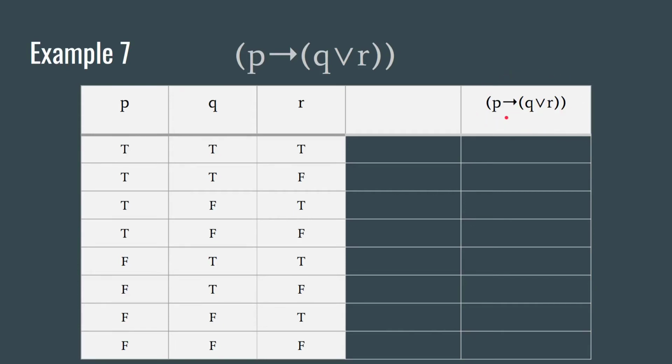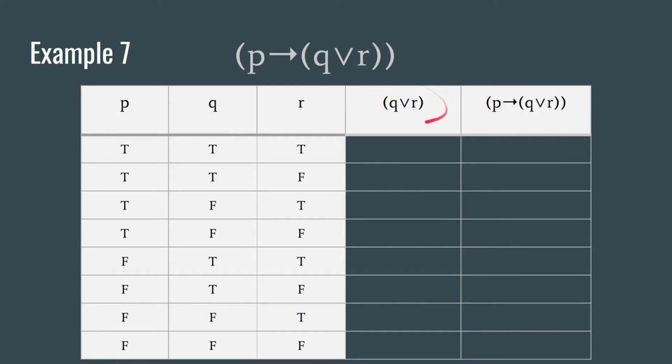We identify the main connective. It's going to be this arrow in this case. We take away the arrow, and what do we get? We get P, which we've already got over here, and we get Q or R, which we need a new column for. Decompose that, and we get Q and R. So we're already done decomposing.